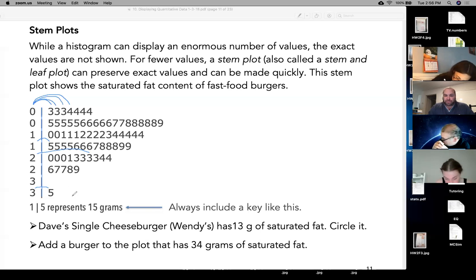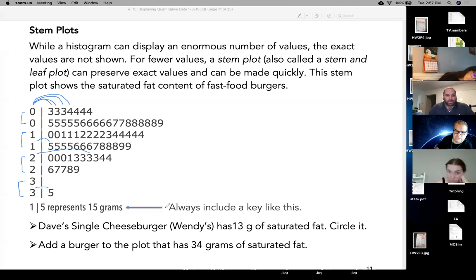So what we're doing here is we're putting the first number on the left, and that's the first number for everything in the row. So 0, 3, 3, 3, 4, 4, 4, 4, 5, 5, 5, 5, 5, 6, 6, and so on. That way we don't have to keep writing every number in its entirety. The leaves are matched with the stem. We have the stem zero occur twice, just like the stem one and the stem two and the stem three, because we break up the leaves into zero to four and five to nine, and so on. So Dave's single cheeseburger from Wendy's has 13 grams of saturated fat. Circle it. Where is Dave's Wendy's single cheeseburger located?